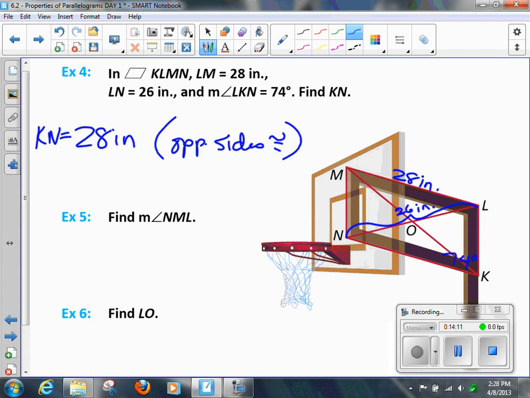How about NML? Where is that angle? Is it top right, bottom left, top left? NML. Top left. It's right here. What's the measure of that angle? 74 degrees. Why? Opposite angles are congruent. Very good.